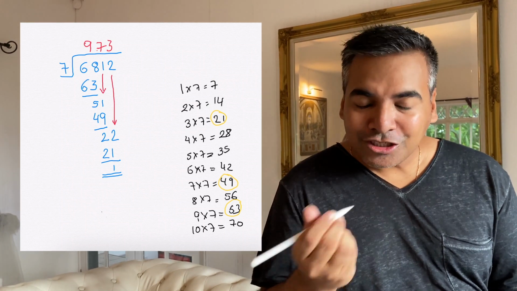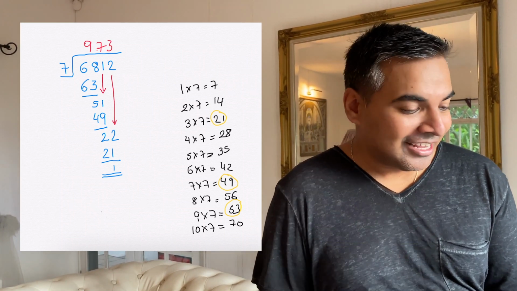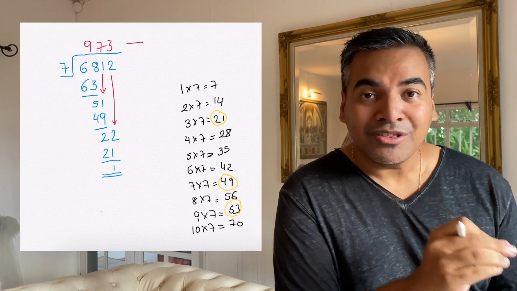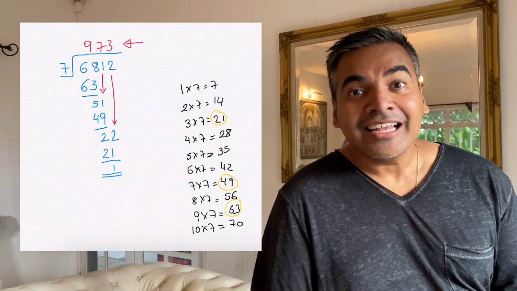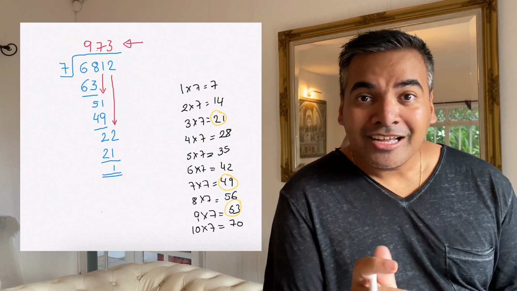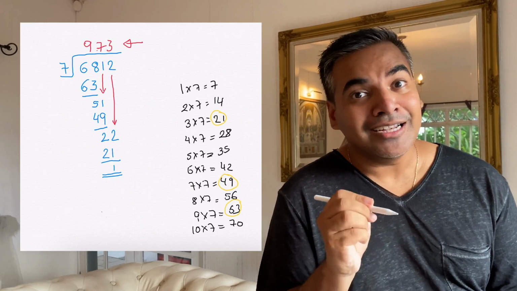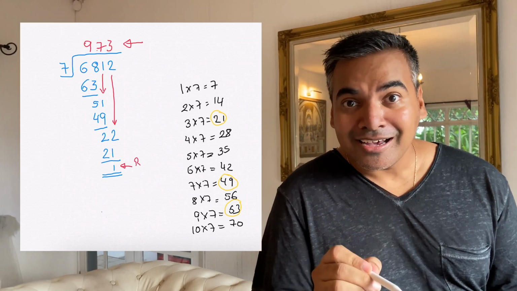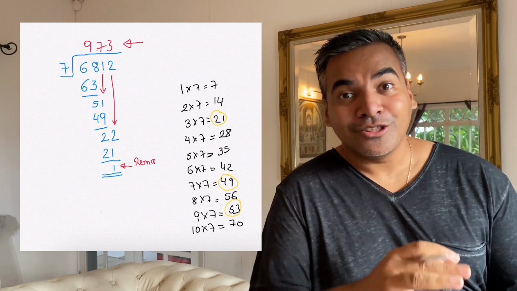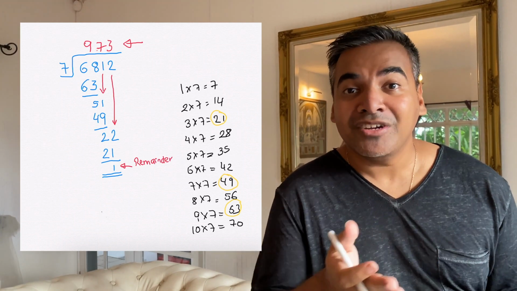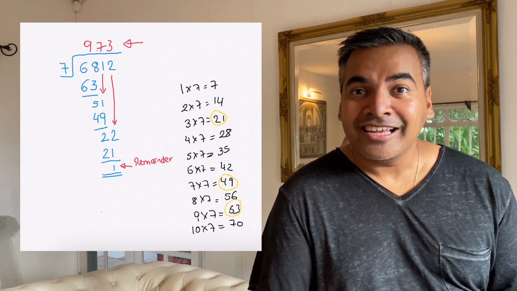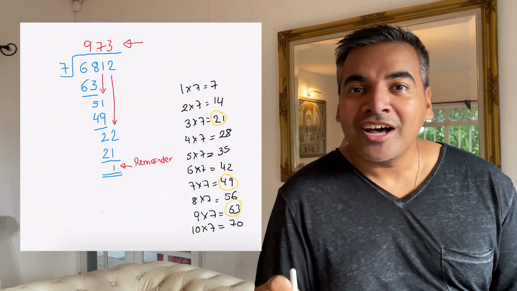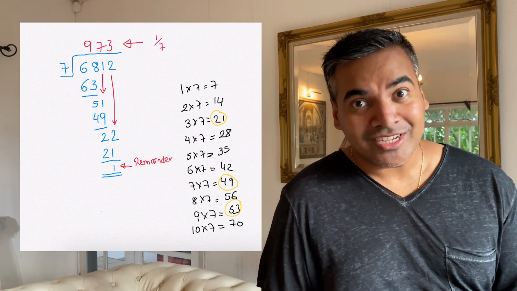Let me now show you how to interpret the solution. First of all, we've got our number at the top of the line, which is 973. That's the first part of the answer. However, because we're not left with 0 as our last remainder, we have number 1 as our last remainder. That becomes the second part of the answer. So the full answer is 973, remainder 1. Or you can also say 973 and 1 over 7, a fraction 1 over 7.